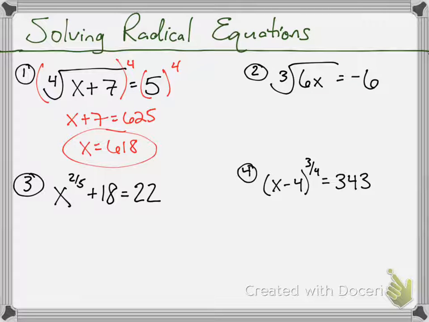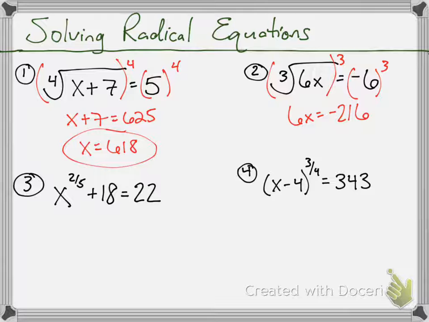Now, some of these problems you will get slightly bigger answers than maybe what you're used to, but ultimately you get what you get. If you're not sure of what you got, plug it back into the problem, see if it works. The second equation is very similar. I have the cube root of 6x equals negative 6. I want to undo the cube root by taking a cube of each side. So that will leave me with 6x equals negative 6 to the third power, which is negative 216.